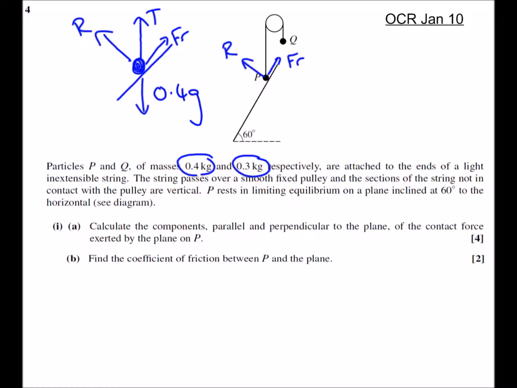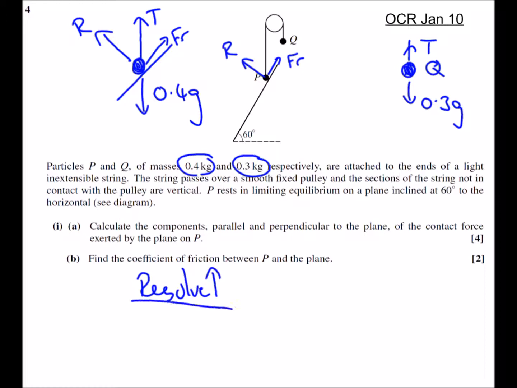How am I going to find T? Well, I'm going to find T by having a look at the particle Q. So Q's nice and simple to look at. We've got tension and we've got weight, which is 0.3 G. So I'm going to resolve upwards. We have tension must be equal to the weight. The reason it must be equal is because Q is in equilibrium, so it's not moving. Now I can add that tension onto my diagram for P. I can put 0.3 G onto my diagram. And now to find R and friction, it's just a case of resolving parallel and perpendicular.